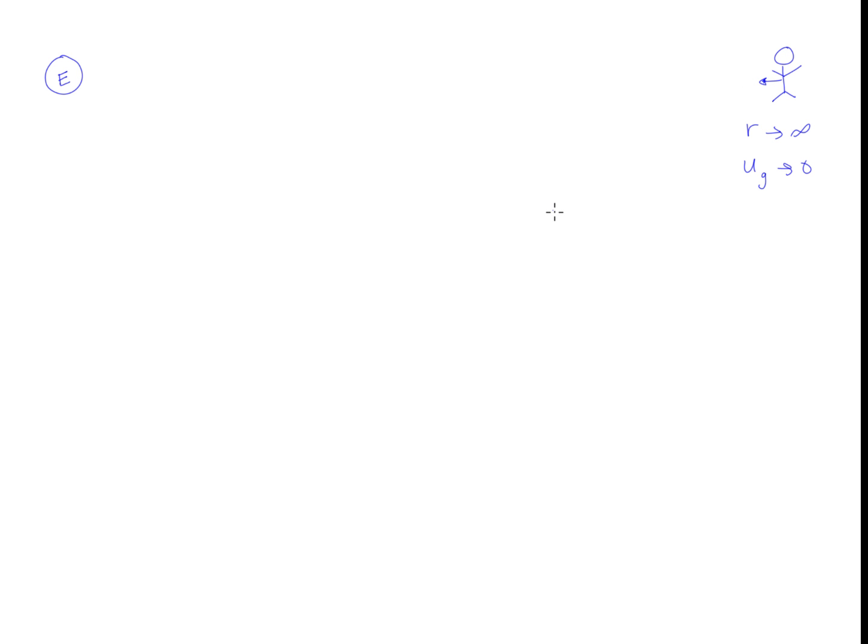Now, as you move closer to the Earth, the gravitational force between you and the Earth increases, and you start to speed up. So here you'll be going a little bit faster, and as you get even closer, you'll be going even faster.